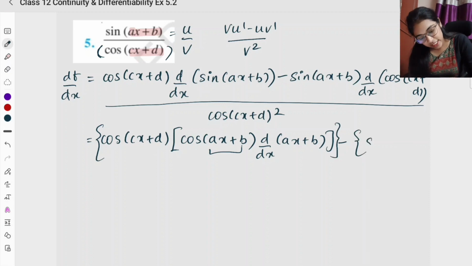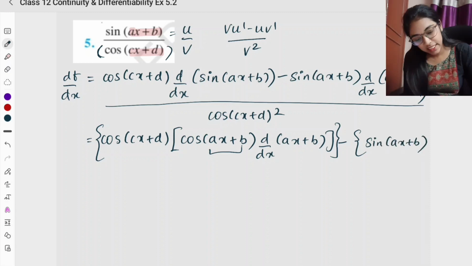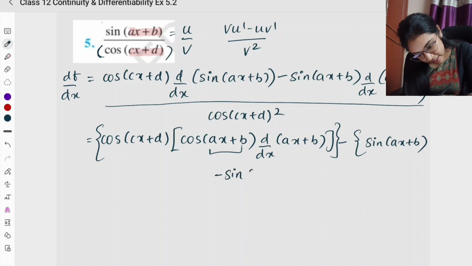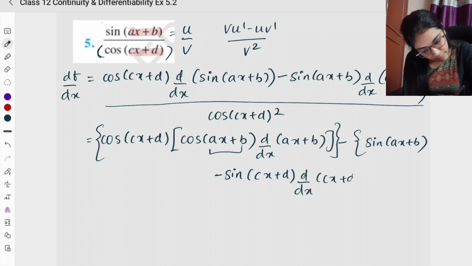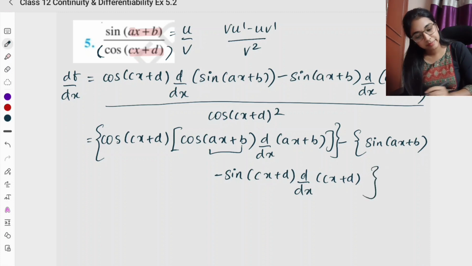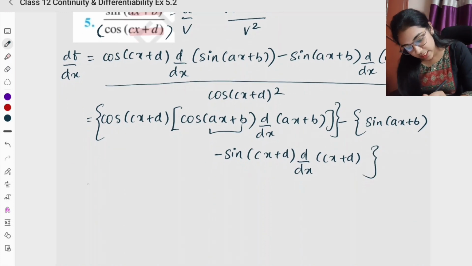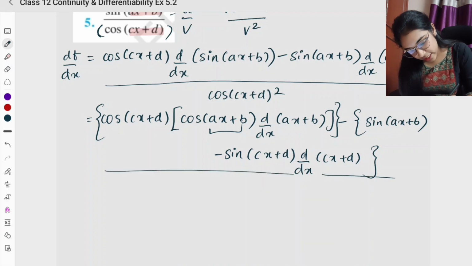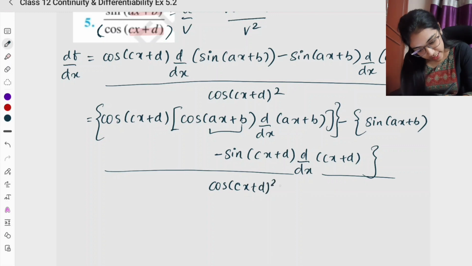So what do we have in this place? Sin of ax plus b, d by dx of cos theta. So it is going to be minus sin of theta, which is cx plus d, and I need to do d by dx of cx plus d. Correct? Now I'm going to close the entire bracket. Now, divided by, don't forget the denominator. So I have cos of cx plus d the whole square.